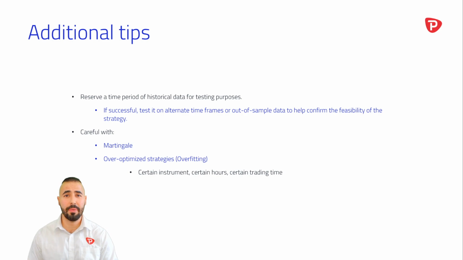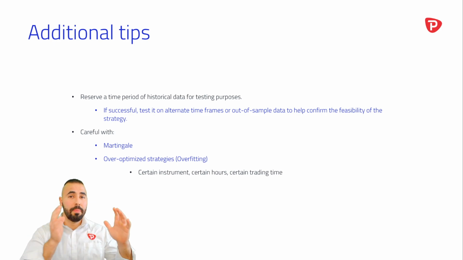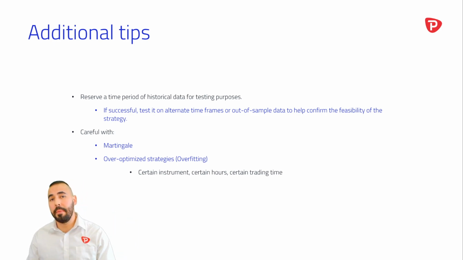Last but not least, now we're going to cover some additional tips. The first one will be to reserve a period of historical data for testing purposes. If the strategy is successful, test it on alternative timeframes or out-of-sample data to help confirm the feasibility of the strategy. Basically, you use it on a period of time and try it on another period of time just to make sure that it actually is a successful strategy and is not overfitted for a certain period of time.